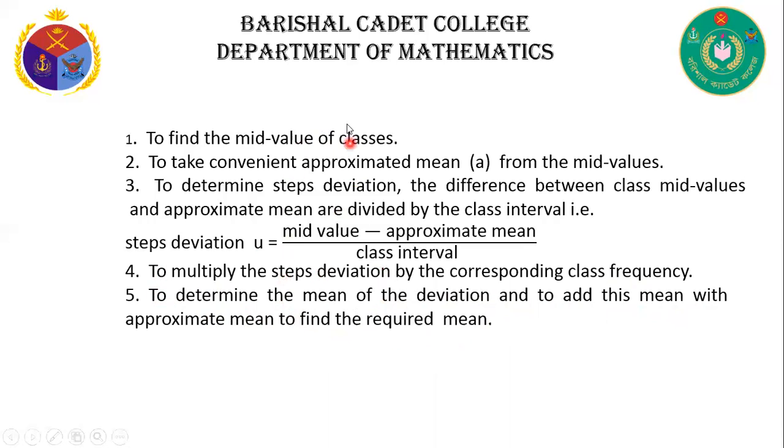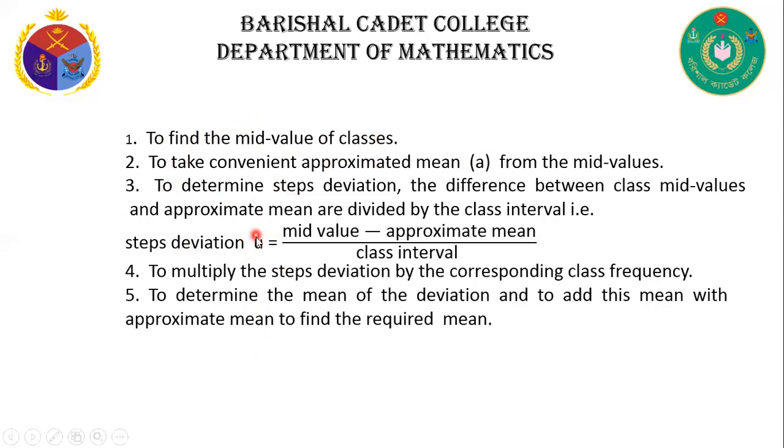So this is the procedure we follow when we solve questions using the shortcut method to find the arithmetic mean. Again I repeat, firstly we find the mid values, then we take an approximate mean A from these mid values. Then number three, we find the step deviation.